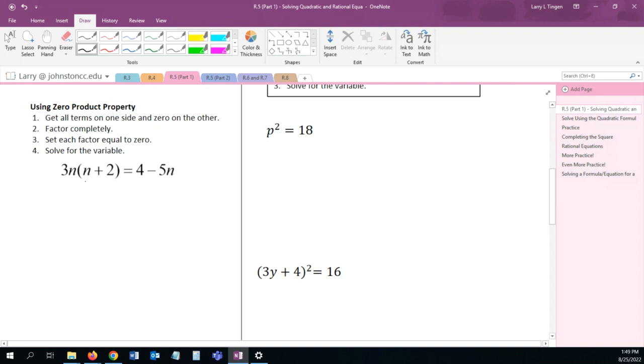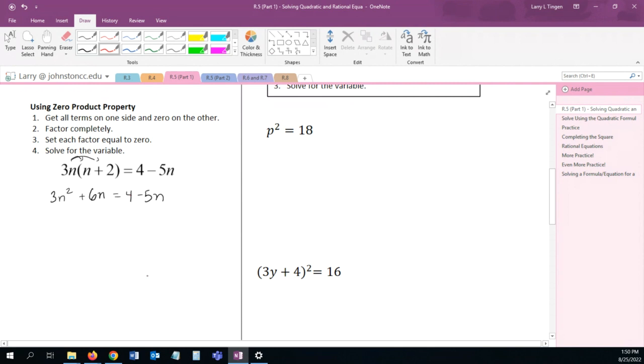Okay, so I'm going to distribute on the left. 3n times n is 3n squared. 3n times 2 is 6n. The right-hand side has nothing, no math to do. This is a quadratic. No common terms on the left to add together, no common terms on the right to add together. So I don't need to combine like terms yet. So now it's a quadratic equation.